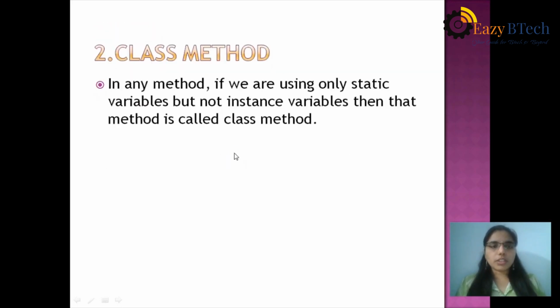What is a class method? In an instance method, we are using instance variables and class variables also. Class variables are nothing but static variables. But in a class method, if we are using only static variables but not instance variables, then that method is called a class method.